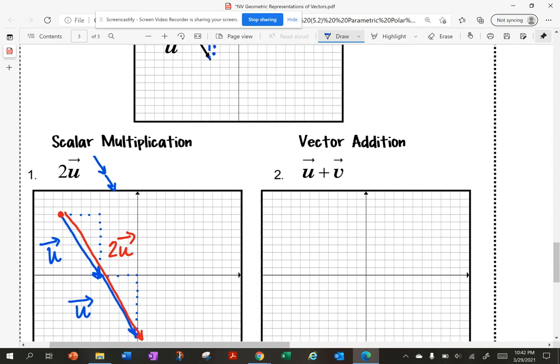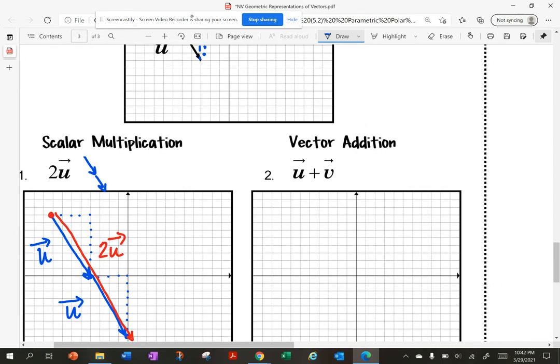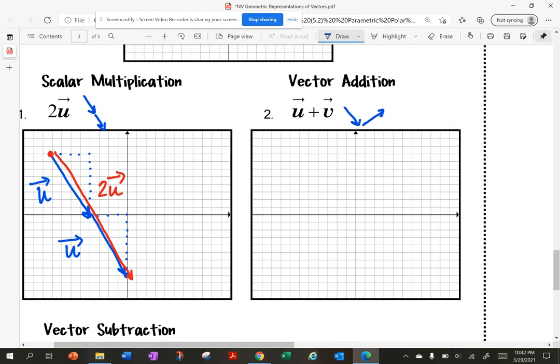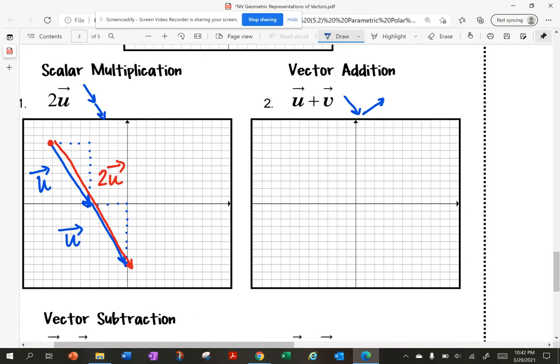If I want to have an idea where to start, I know I'm going to do vector u and then add vector v. So it looks something like this. If that gives you an idea where to start. So vector u is 4 to the right and 8 down.